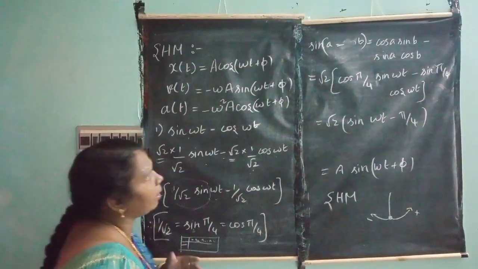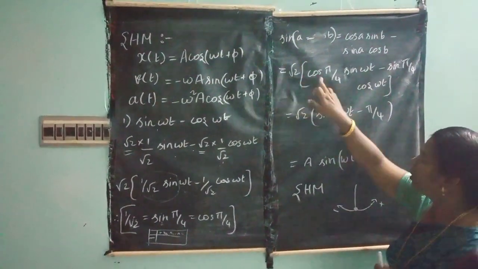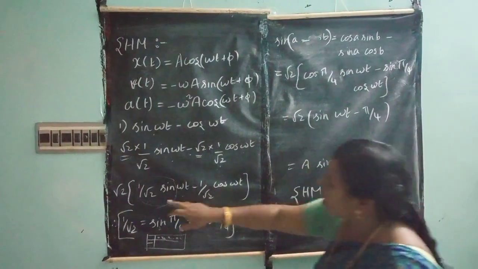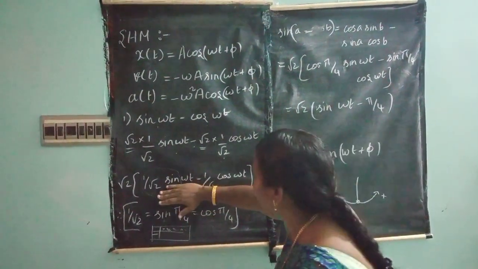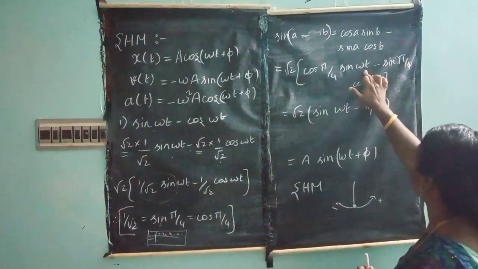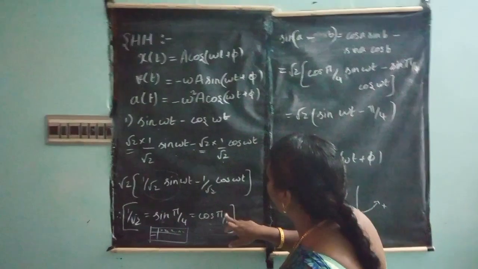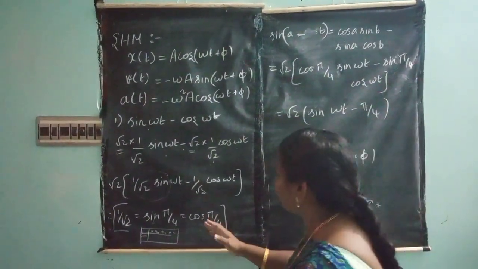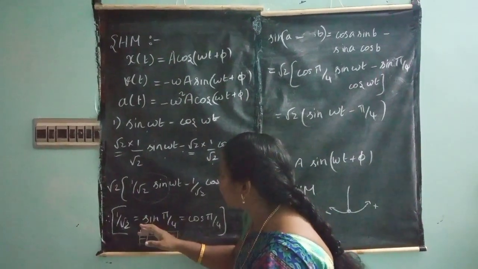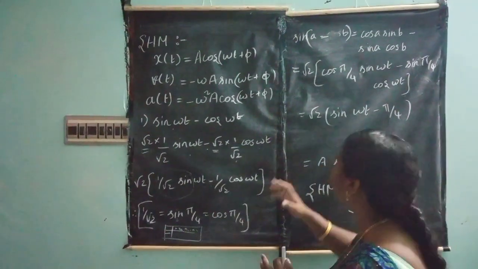So what I am writing in that equation, see here, is square root of 2 into cos pi by 4. So instead of 1 by root 2, I am writing cos pi by 4, again with the term sin omega t, minus. See here, this is cos pi by 4 which is equal to sin pi by 4. Why am I matching these values? Instead of cos I am writing sin, instead of sin I am writing cos. Why am I equating these equations? Because of the order.